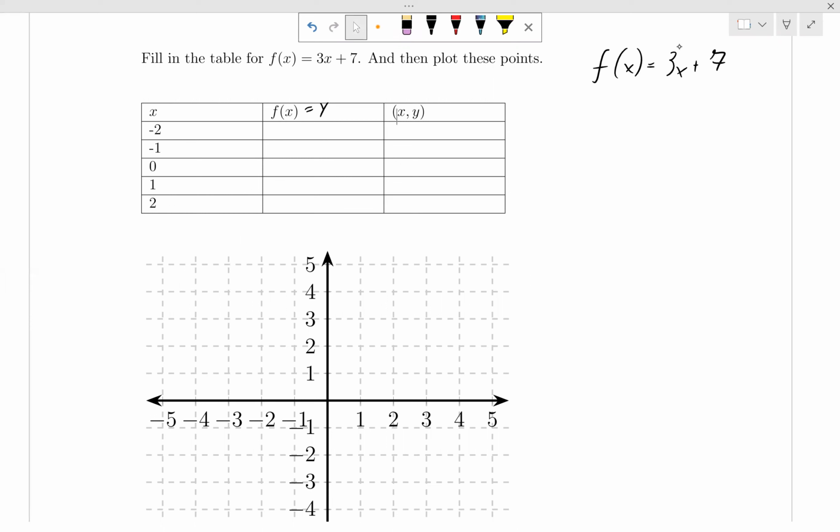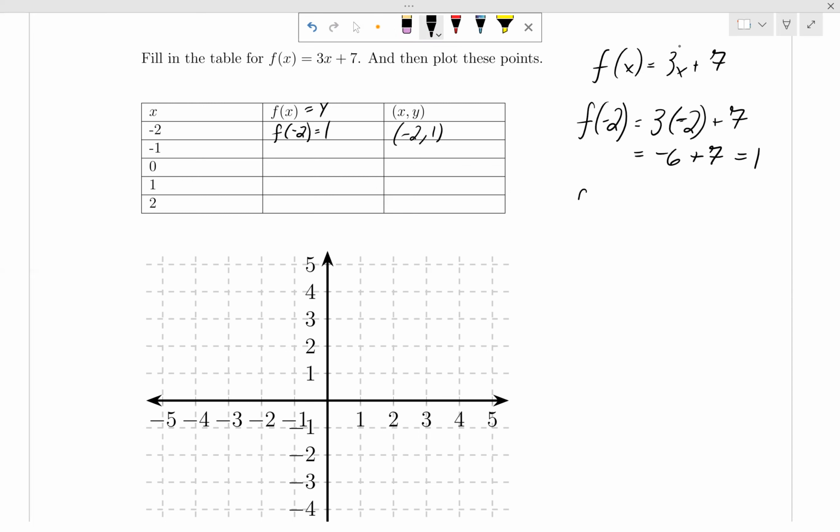All right, so let's start by plugging in -2. F of -2 is going to be 3 times -2 plus 7, which is -6 plus 7, which is 1. So f of -2 is equal to 1, and we get the point -2, 1.